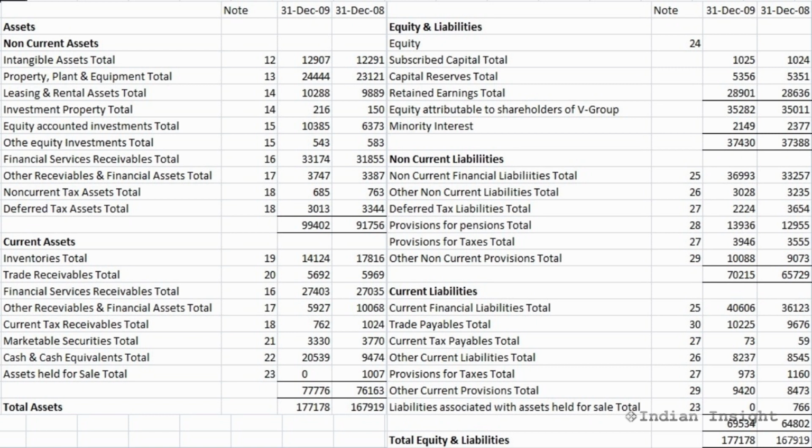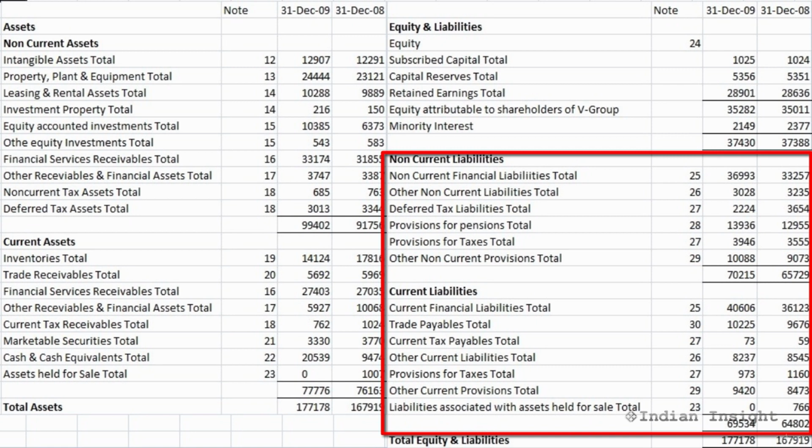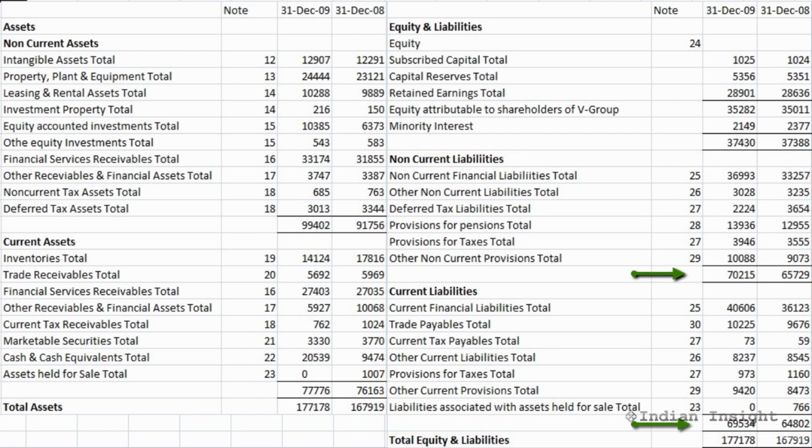Now the total assets are shown as 177 billion euros, which is the sum of non-current assets of 99 billion and current assets of around 78 billion. The liabilities are shown here, and while the total liability figure is not given, we can calculate it by adding non-current liabilities and current liabilities, and this amount of total liabilities is close to 140 billion. We also see that total equity is around 37 billion. So we see that for this balance sheet, the total assets equals total liabilities plus total equity.